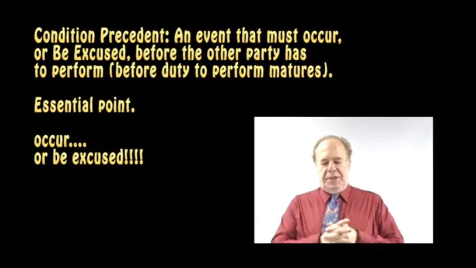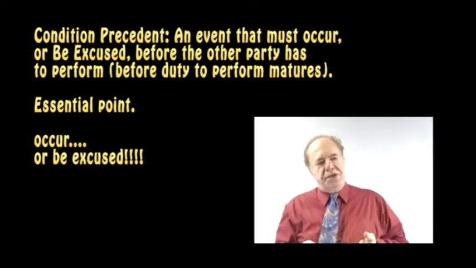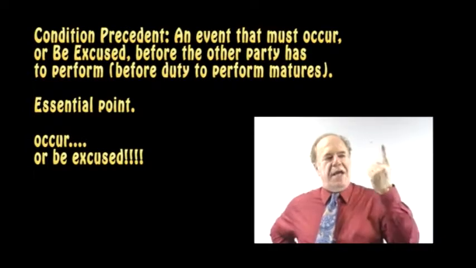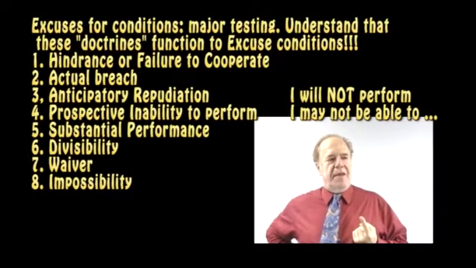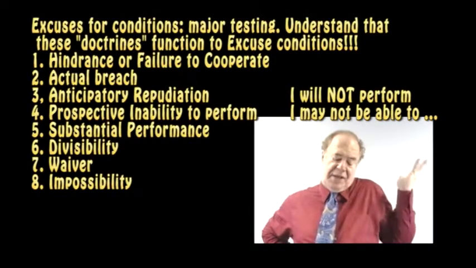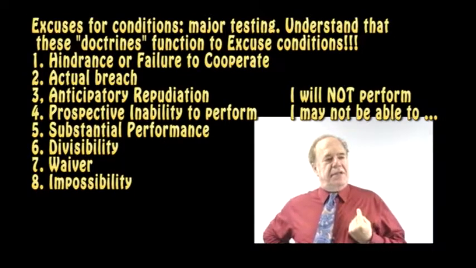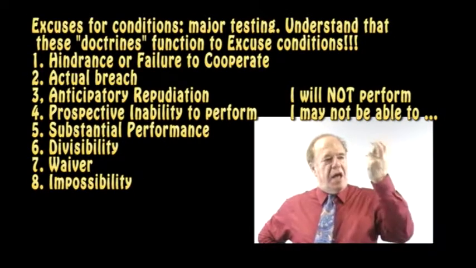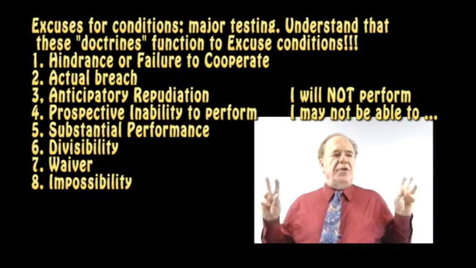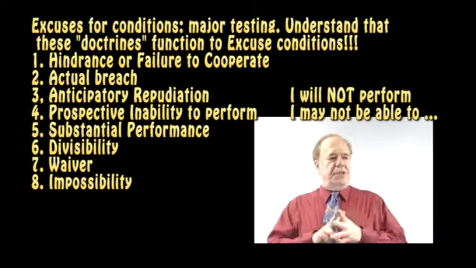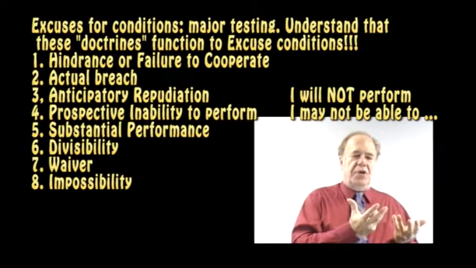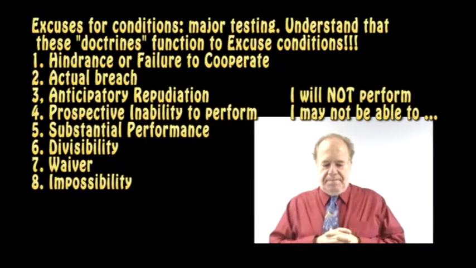The major reason you want to recognize conditions is because they have to either occur or be excused before the other party has to perform. Now you go down the list of excuses. I'm sure somebody has a mnemonic device for it, and I don't know it, and I have not memorized the list, and I just hate mnemonic devices personally. But I recognize those things that excuse conditions because I've studied that list, I've thought about it, and I recognize them in facts. Failure to cooperate excuses the occurrence of a condition. Someone could have helped that condition occur, but they tried to prevent it from occurring. That excuses it.